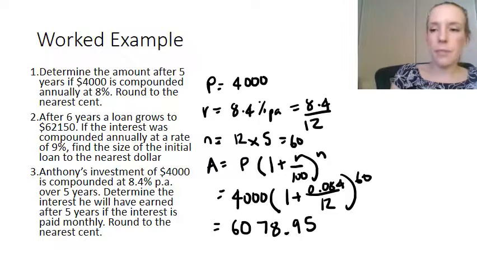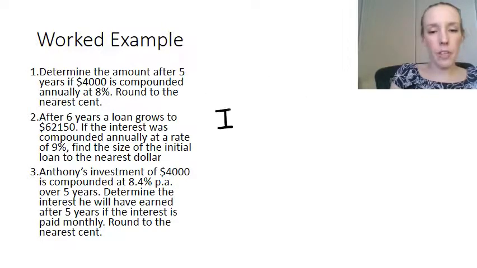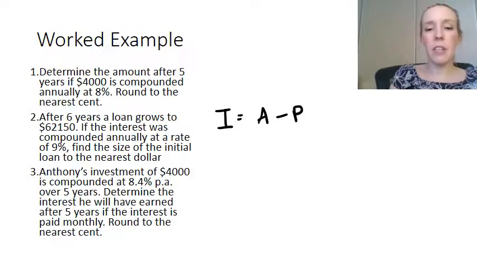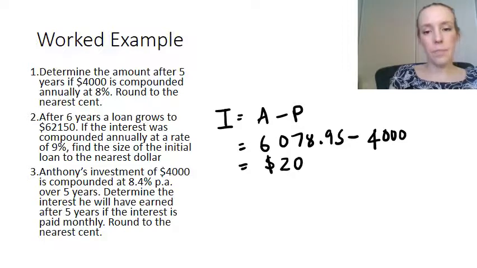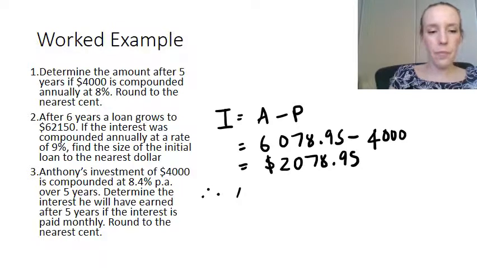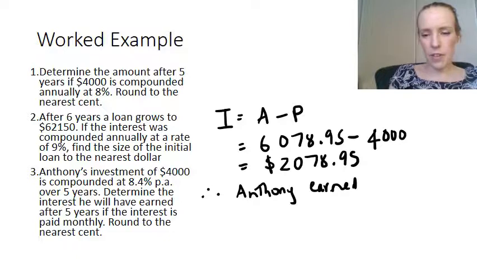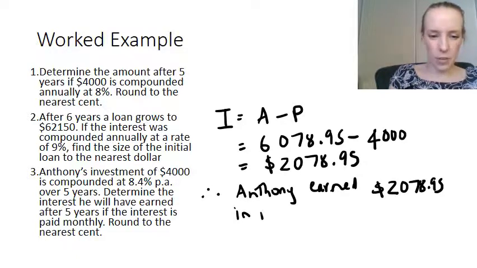So remember, our interest is going to be the amount minus the principal. So our amount was $6,078.95, and the principal was what Anthony originally had, which was $4,000, and that will leave us with an answer of $2,078.95. So therefore, Anthony earned $2,078.95 in interest.